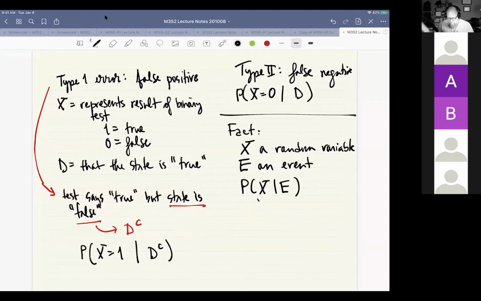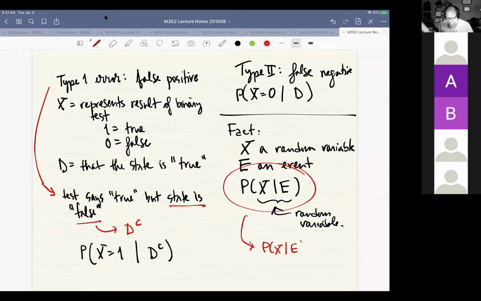And this conditional probability is itself a random variable. And so these things have to obey the rules of probability. Specifically, the probability of X given E has got to be greater than or equal to 0. And then if you look at all of the events in E and you sum over the probability of all those events, that has to be 1.